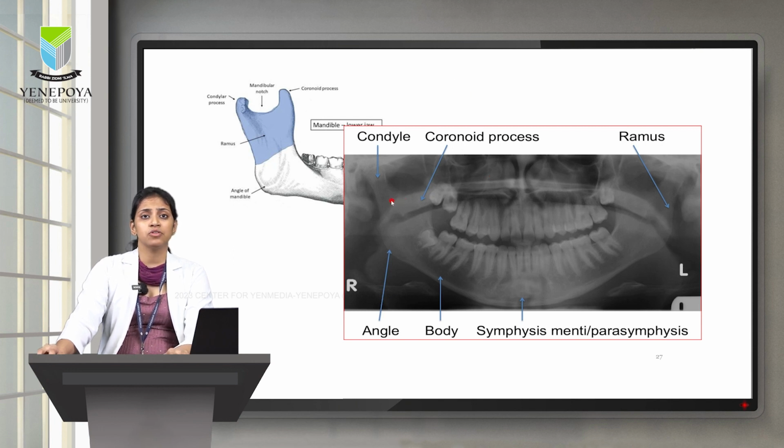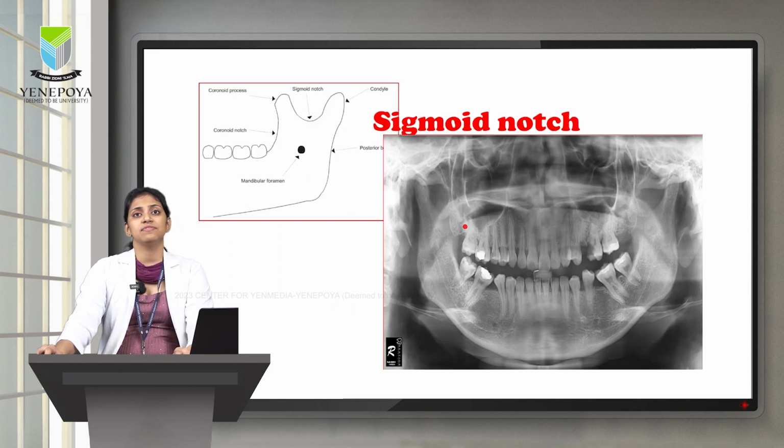Here, we can also appreciate the ramus of the mandible, which is a quadrilateral shaped part of the mandible, from where there are two bony processes noted. One is the condyle from the posterior part of the ramus and the coronoid from the anterior border of the ramus. Next, we will be looking at the sigmoid notch.